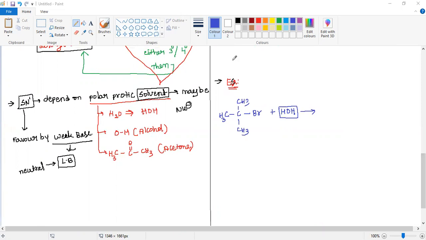Now I am writing. The first step is the slow step. Here I am writing, sorry, I'm going to get another color. CH3, CH3, CH3. In the first step, the reaction intermediate forms, isn't it? Whether it is the slow step or the fast step? Slow step or the fast step? It is the slow step.